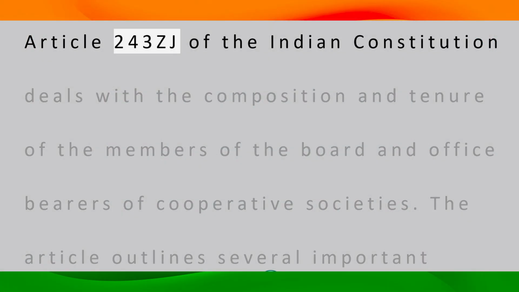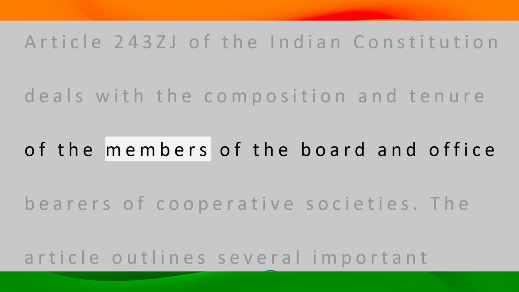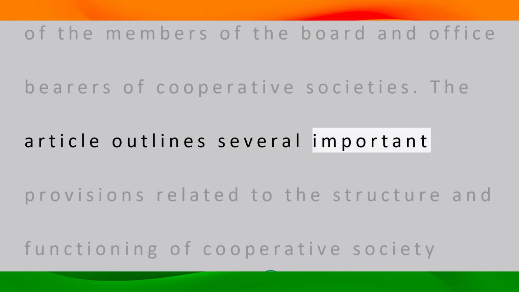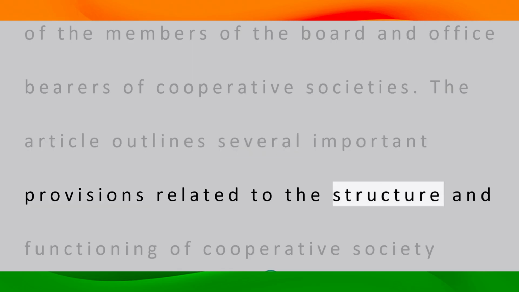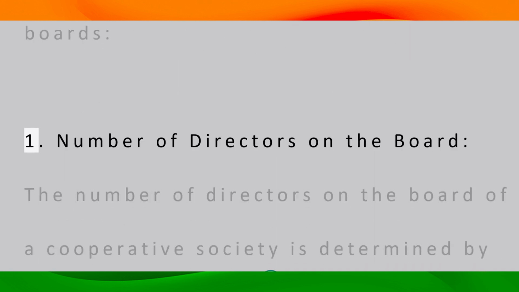Article 243ZJ of the Indian Constitution deals with the composition and tenure of the members of the board and office bearers of cooperative societies. The article outlines several important provisions related to the structure and functioning of cooperative society boards. 1. Number of directors on the board.